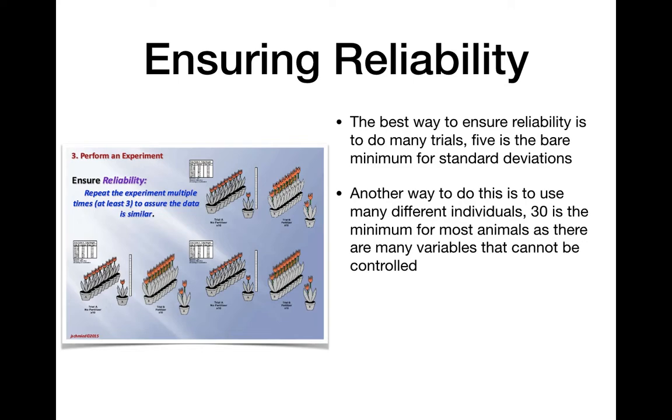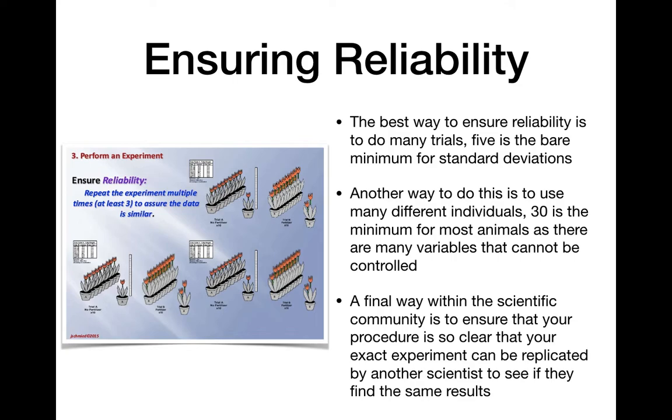Means you're going to have sufficient data that any outliers shouldn't mess up your conclusions, and you'll really see that what you're finding is consistent and reliable. The last thing to do is to make sure that your procedure is really, really clearly written, so your exact investigation, your exact experiment can be replicated by another scientist, to see if they find the same thing or not.